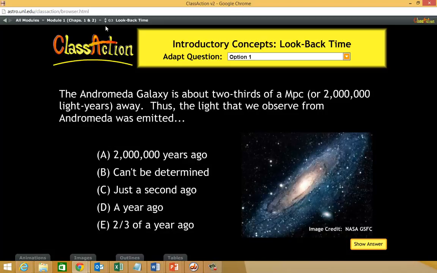And therefore, if the Andromeda Galaxy is 2 million light years away, that means that the light that we are seeing right now from the Andromeda Galaxy left there 2 million years ago. It is so far away that it has taken 2 million years for that light to travel that huge distance. And so the correct answer here is A.